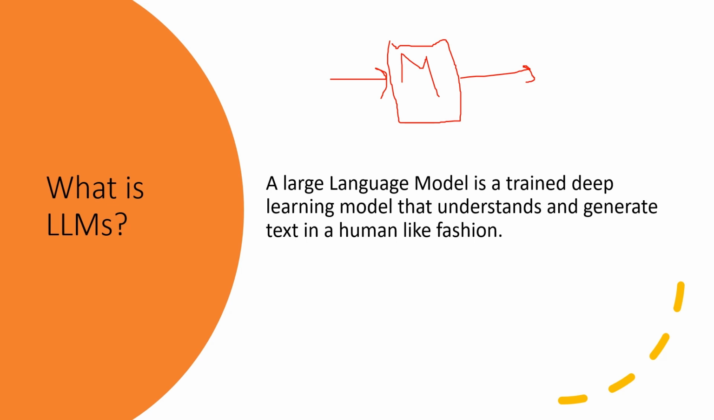Companies like OpenAI and Google have created large language models for us. A large language model is a trained deep learning model that understands and generates text in a human-like fashion. The model has already been created and we just have to interact with it using the APIs that are created by those companies.